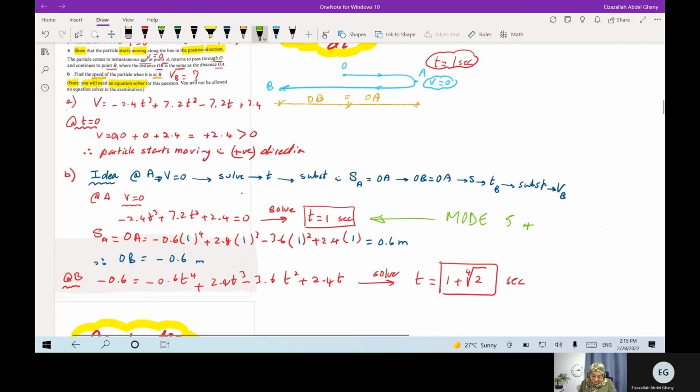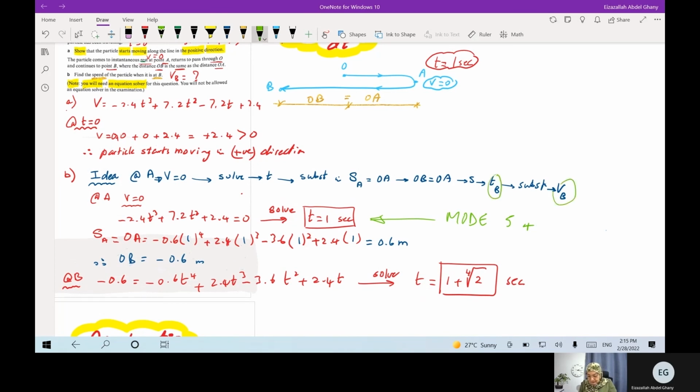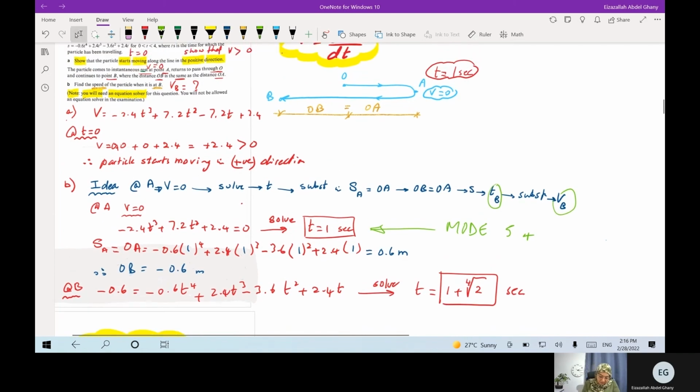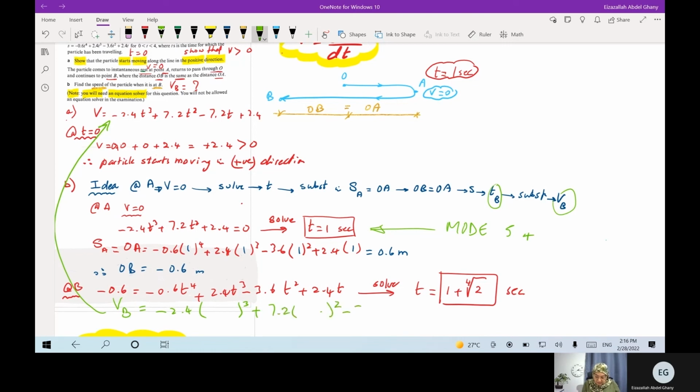So after getting the time at B, go and substitute in the velocity to get the velocity at B. How to get the velocity? Here it is. Velocity at B: substitute in this one, which is negative 2.4 big brackets cubed plus 7.2 big brackets squared minus 7.2 brackets plus 2.4. And we substitute in the brackets 1 plus 4th root of 2.